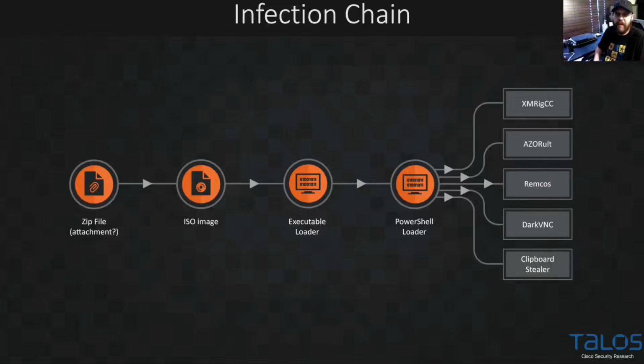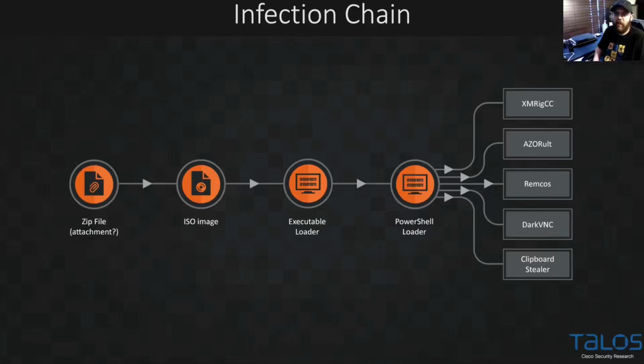So when we started to dig into this, what we discovered was that this was a multi-stage infection process that was pretty interesting. So it started out with a zip archive. Inside of the zip archive was an ISO disk image. Inside of the ISO disk image was the PE32 based loader that was responsible for deobfuscating and then kicking off a secondary loader that was written in PowerShell.